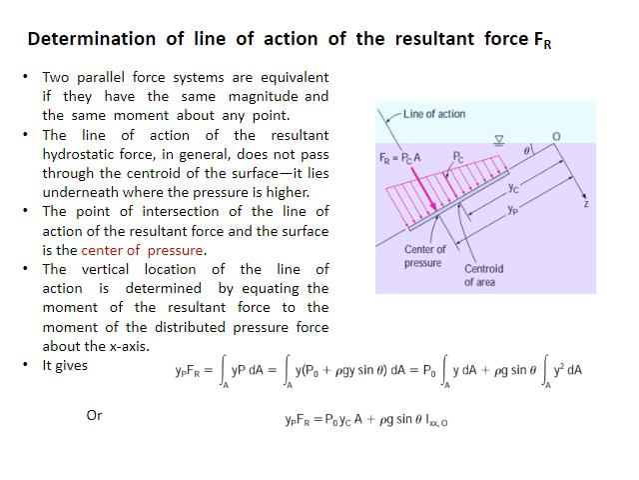It gives yp into Fr equal to the integration of y into P into dA. So P into dA, we can put the value of P equal to P0 plus rho g y sin theta, into dA into y. So we will integrate, and that P0 will come out. So we will get P0 into the integration of y dA plus rho g sin theta into the integration of y square dA. So after integration, we get yp into Fr equal to P0 into yc into A plus rho g sin theta into Ixx,O, that is the integration of y square dA, which is the moment of inertia about the x-axis.